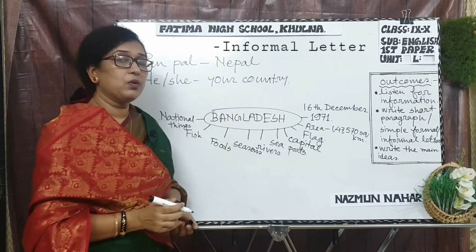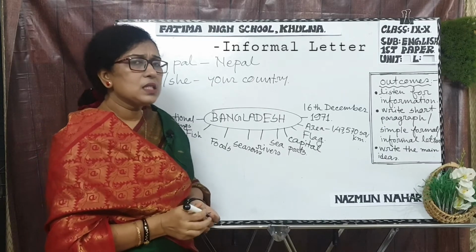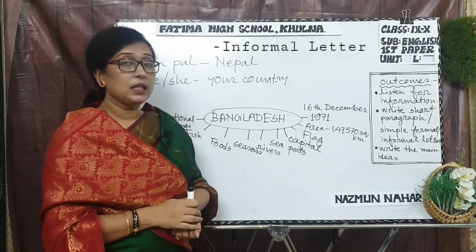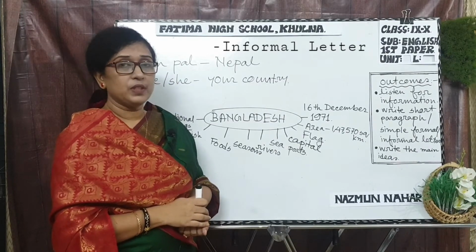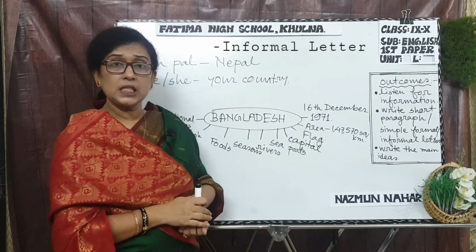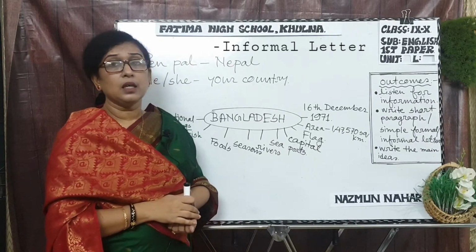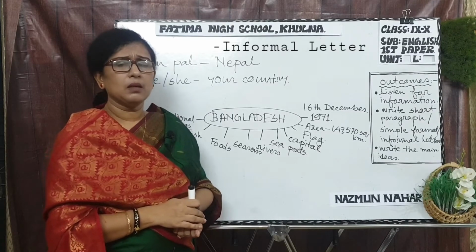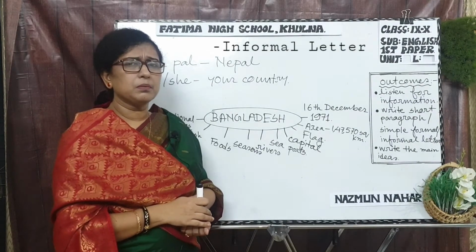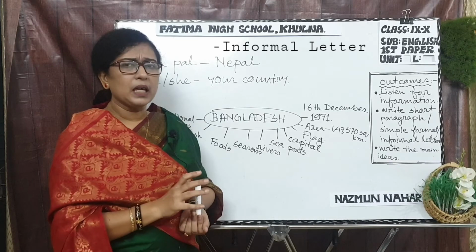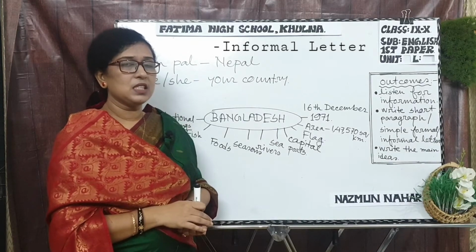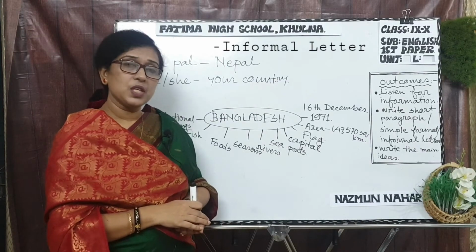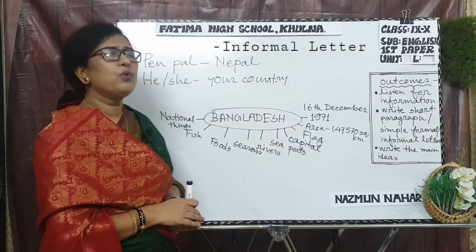So you can write about the flower. Which one is the national flower of Bangladesh? Yes, this is the water lily. There are various types of lilies. Some of them are pinkish, some of them are reddish, some of them are quite purple in color. But Bangladesh's national flower is the white one. Clear? Second number, you can write about the fruits of Bangladesh.